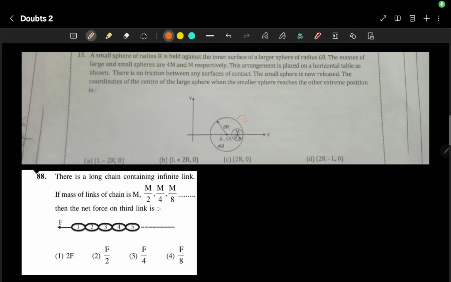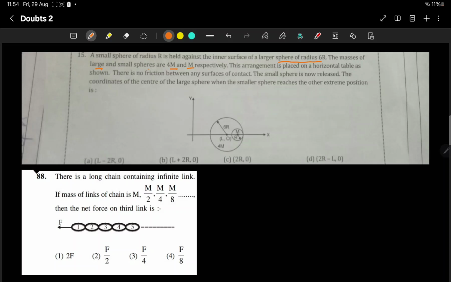A small sphere of radius r is on the inner surface of a larger sphere of radius 6r. The masses of the large and small spheres are 4m and m. This is placed on a horizontal table as shown in the figure. The small sphere is now released. What are the coordinates of the center of the large sphere when the smaller sphere reaches the other extreme position?